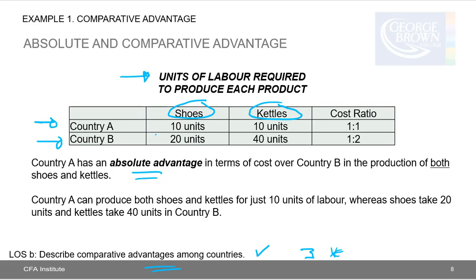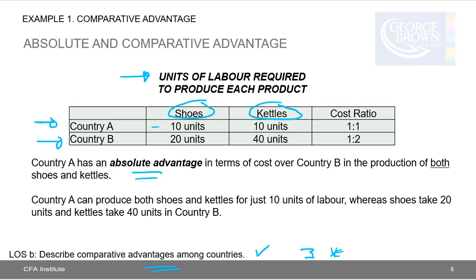So for simplicity, assume that making shoes and kettles takes the same amount of resources except for labor. Okay, so we can see that the difference is the units of labor. So the number of units of labor it takes in each country to make shoes and kettles is shown in the exhibit. It may appear that there's no reason why country A would want to trade with country B, because country A is able to produce both shoes and kettles more cheaply than country B.